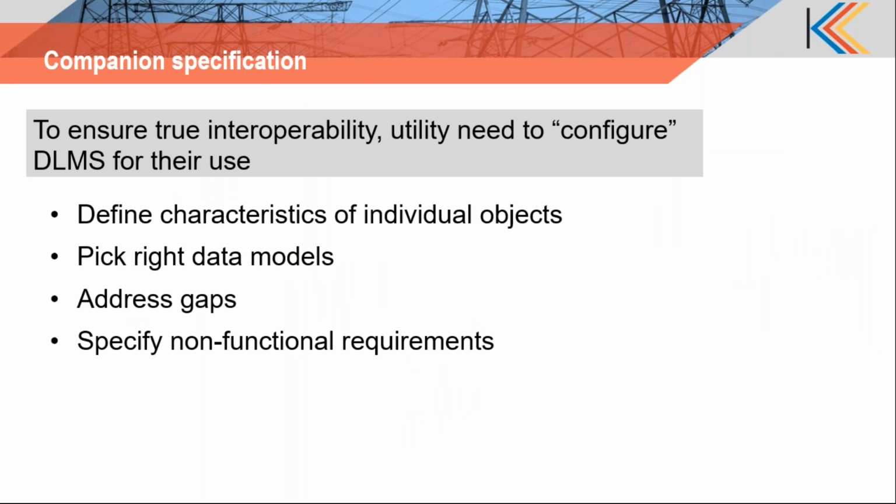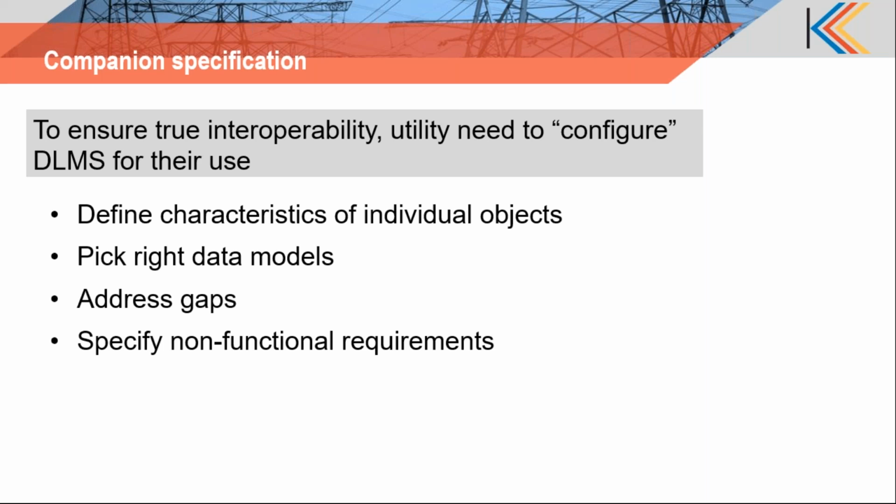So that was just to give a context of the need for a companion specification. Now, what is a companion specification? To ensure true interoperability, the utilities need to define a companion specification. The original idea of DLMS is not that DLMS can be simply used as is in utility projects. The utilities or the users need to apply DLMS according to their requirements. Or in other words, they need to configure the DLMS protocol according to their requirements.